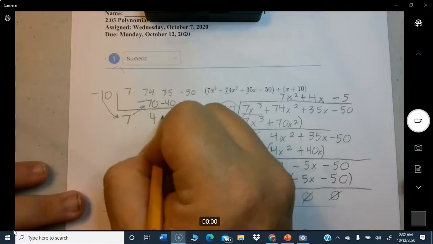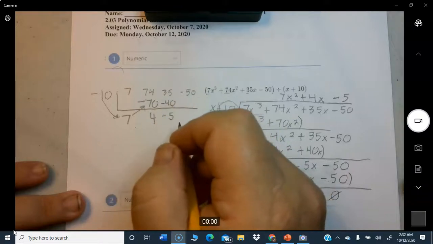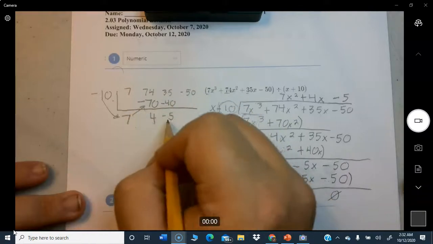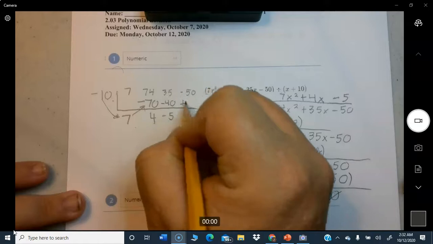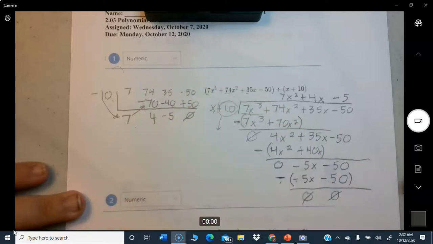Subtract, you get negative 5. 35 minus 40 is negative 5. And then 10 times negative 5 is positive 50. Negative 50, positive 50 gives you 0.